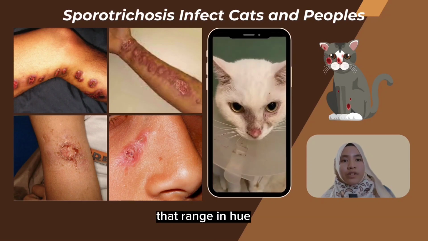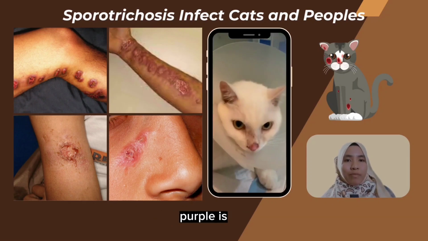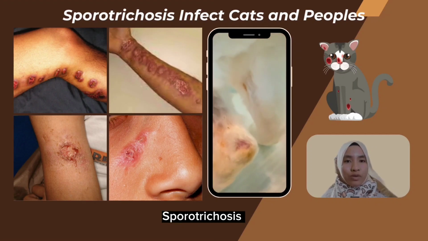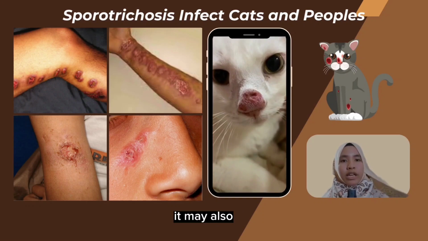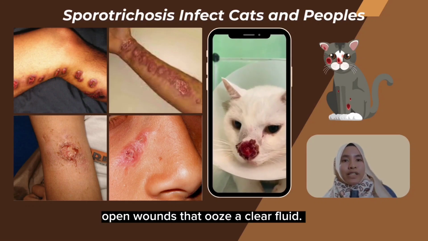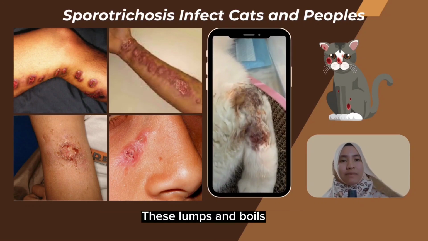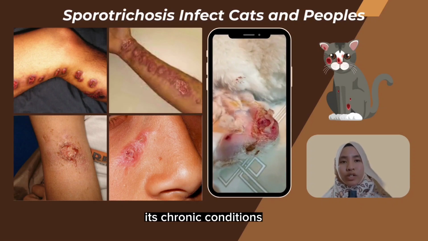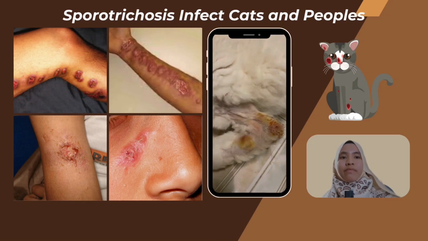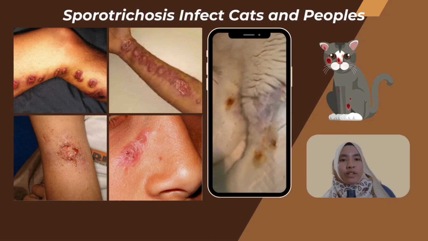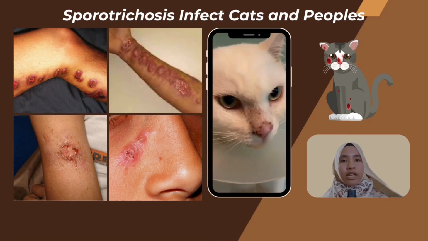A lump of skin that ranges in color from pink to purple is the initial sign of sporotrichosis. Usually, these tumors feel soft rather than painful. It may also form lumps or open wounds that disappear. These lumps and wounds will develop into chronic conditions and may take years to clear out if untreated.